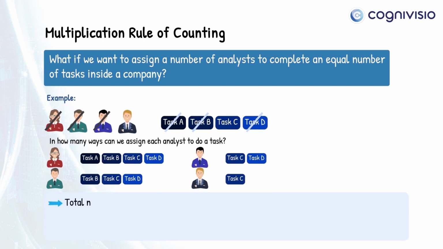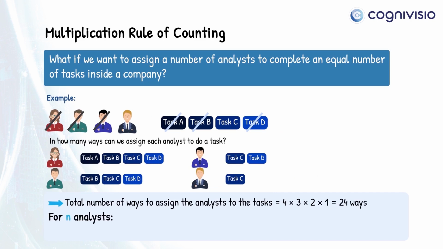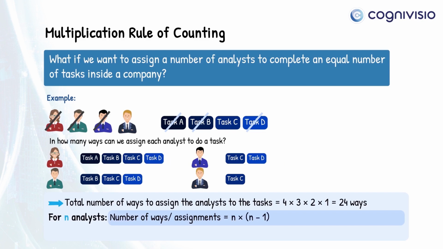Then the total number of ways we can assign the analysts to do the different tasks is equal to 4 times 3 times 2 times 1, which is 24 ways. For n analysts, the number of different assignments is n times n-1 times n-2, until we reach 1. This is n factorial, denoted by n exclamation mark. Note that by convention 0 factorial is equal to 1.